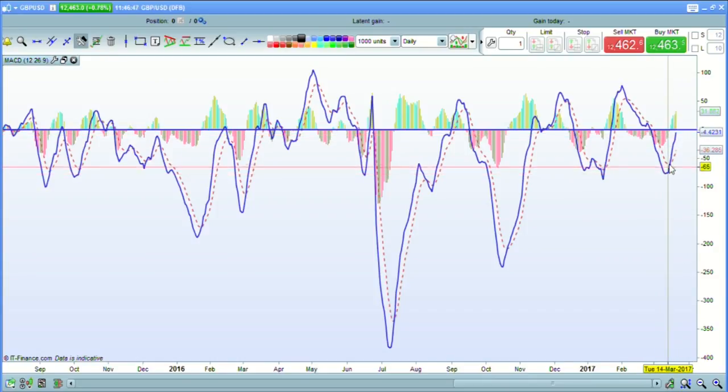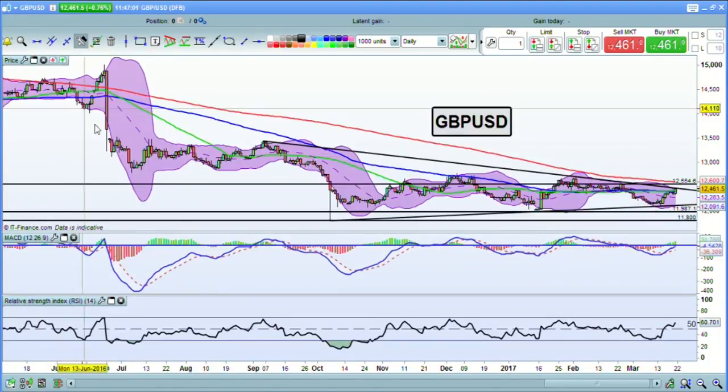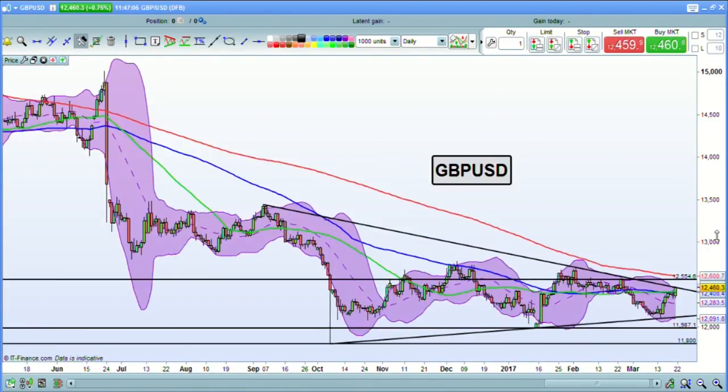The MACD is showing a positive correlation between these 2 lines as well. When the blue line goes above the red signal line, that indicates that a bullish trade is on its way. And you can see the histograms here are showing green, which is the distance between the red dotted line and the blue line. The wider that is, the more bullish the trade is. But let's take a look at what's happening in this top panel. This is the daily candles for sterling against the US dollar.